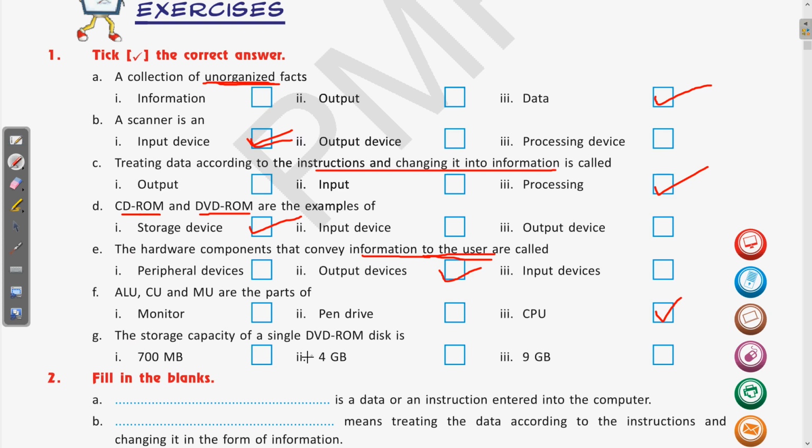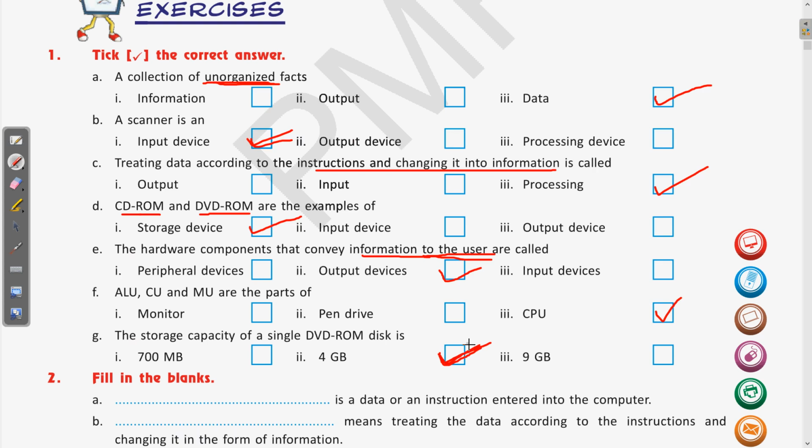Now the next easy question is the storage capacity of a single DVD-ROM. So what is the storage capacity of a single DVD-ROM? It is written in the book from 4 to some 8 point something or 8 GB. So the answer can be 4 GB. Actually it varies according to the different manufacturer. Clear? So the ideal answer you can write is around 4 GB.